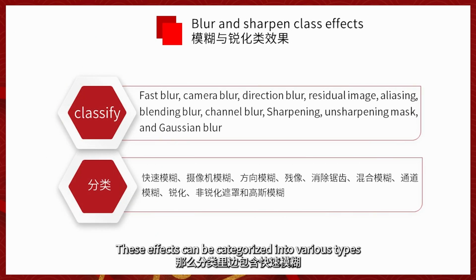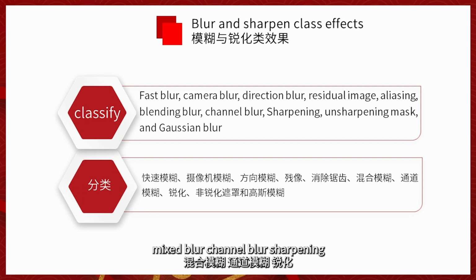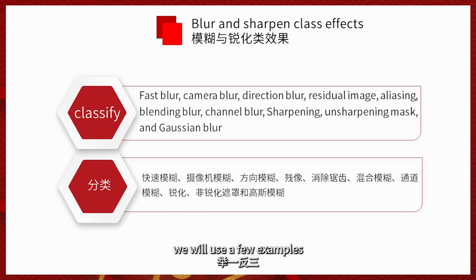These effects can be categorized into various types, including fast blur, camera blur, directional blur, motion blur, anti-aliasing, mixed blur, channel blur, sharpening, unsharp mask, and Gaussian blur. To better understand these effects, we will use a few examples. How to make blurring and sharpening effect.